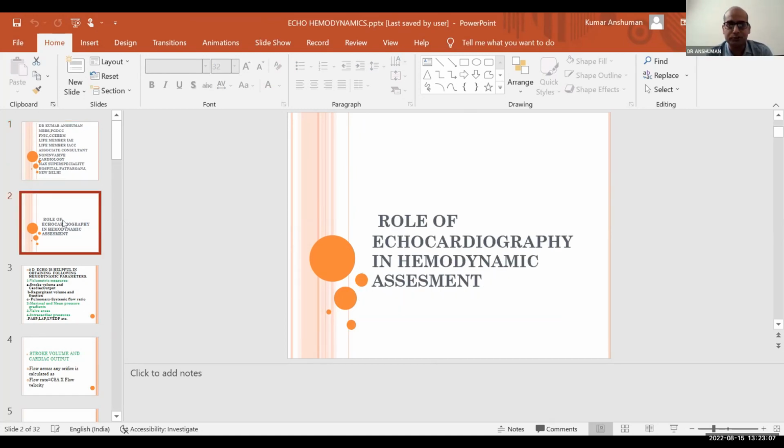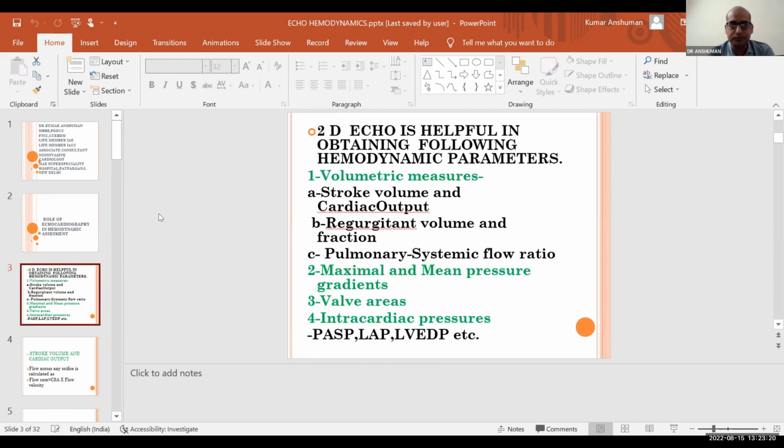Today we are going to discuss some basic concepts in echo, the hemodynamic assessment. How do we approach hemodynamics in echo? To start with, what are the parameters and the main things we look into in the echo?